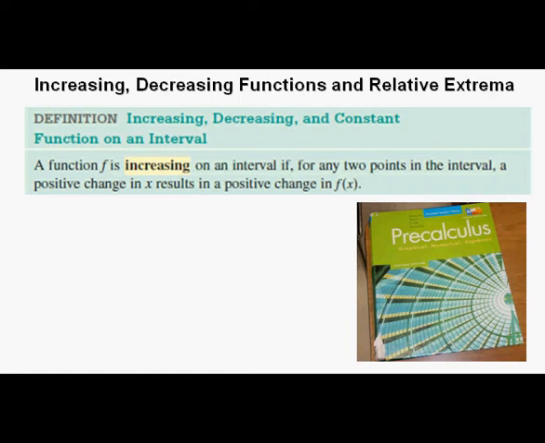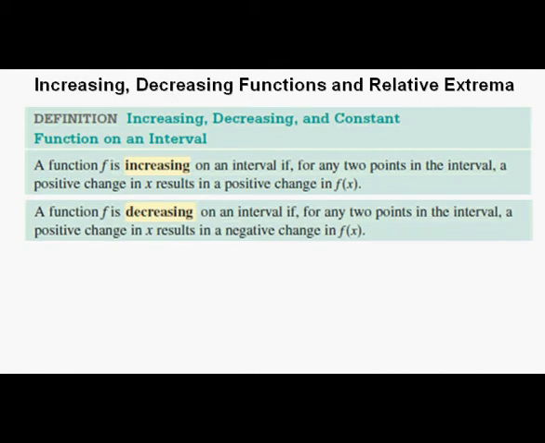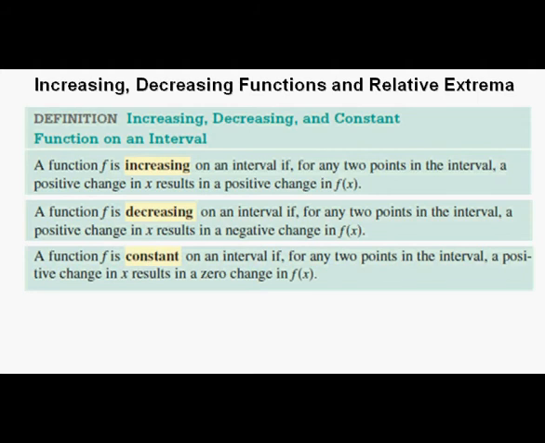A function f is increasing on an interval if, for any 2 points in the interval, a positive change in x results in a positive change in f of x. A function f is decreasing on an interval if, for any 2 points in the interval, a positive change in x results in a negative change in f of x. And a function f is constant on an interval if, for any 2 points in the interval, a positive change in x results in a zero change in f of x.